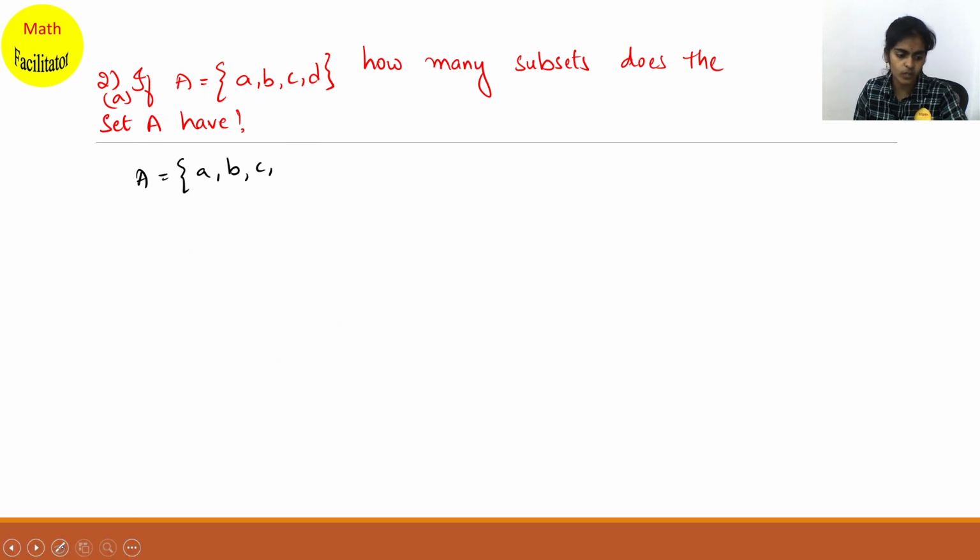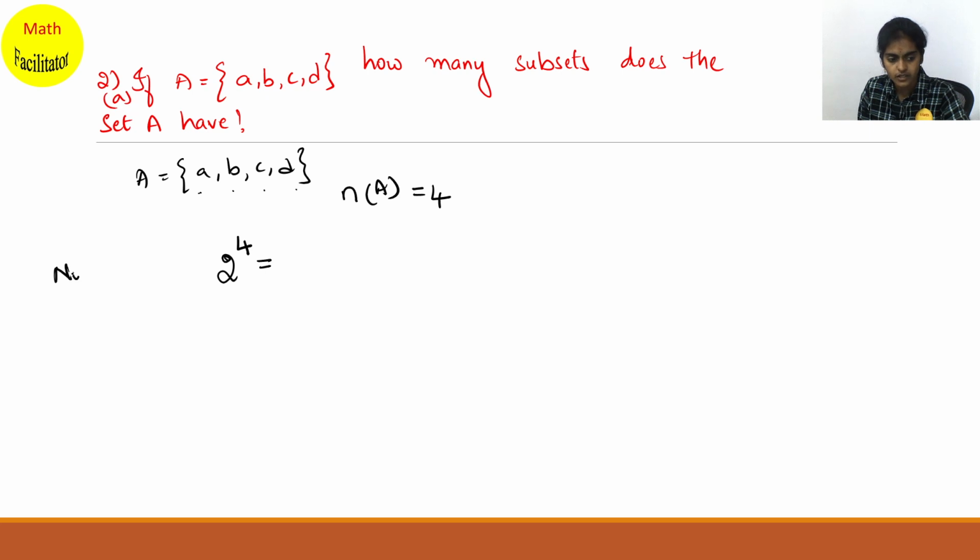Now see here, if A is equal to {a, b, c, d}, you have to find how many subsets the set A has. Number of subsets of any set is nothing but 2 raised to the power of the number of elements. Okay, so how many elements are there in the set A? Number of elements is nothing but the cardinal number of the set. So how many elements are there? 1, 2, 3, 4 elements are there. So cardinal number of A is 4. Okay, so 2 raised to the power 4 gives you the number of subsets. 2 raised to the power 4 is 16. So you have 16 subsets of the set A.